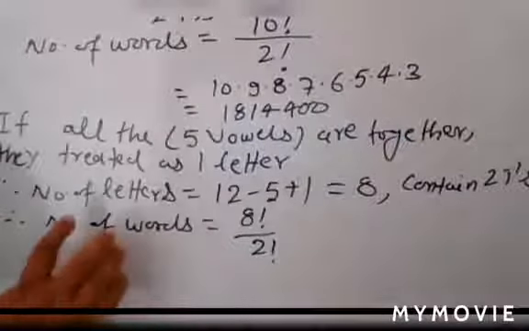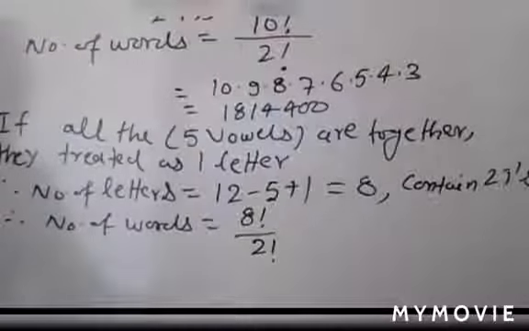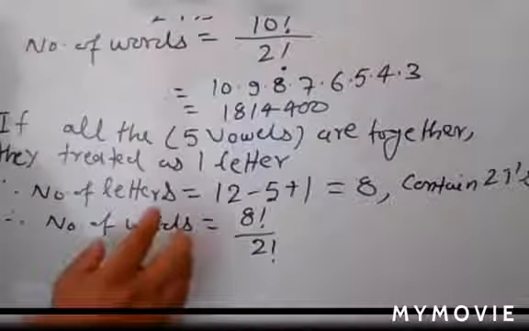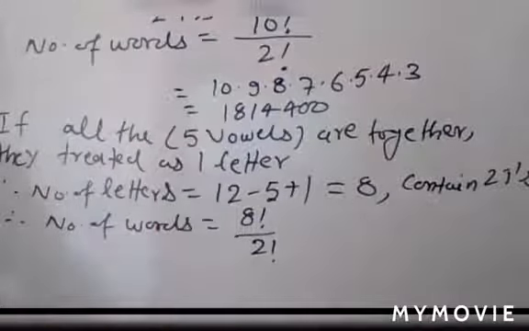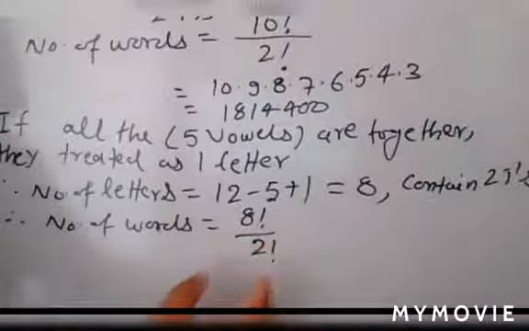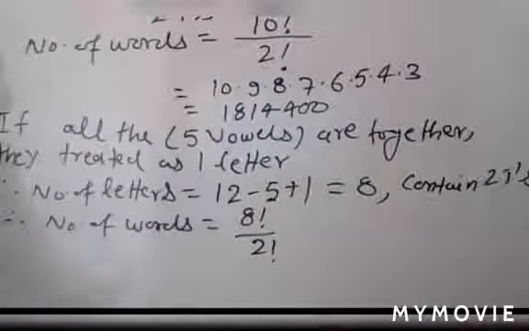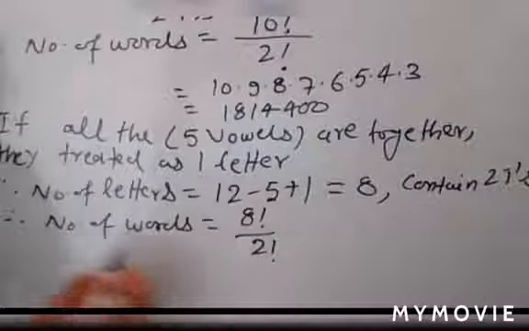Just wait. Here, 5 factorial will be multiplied. Here you actually arrange only the 5 vowels. Here you take the number of arrangements of the 8 letters, but these 5 vowels can arrange themselves in factorial 5 ways. Understand?